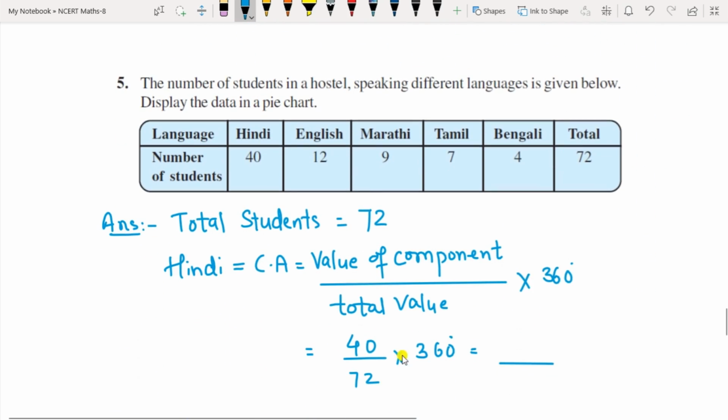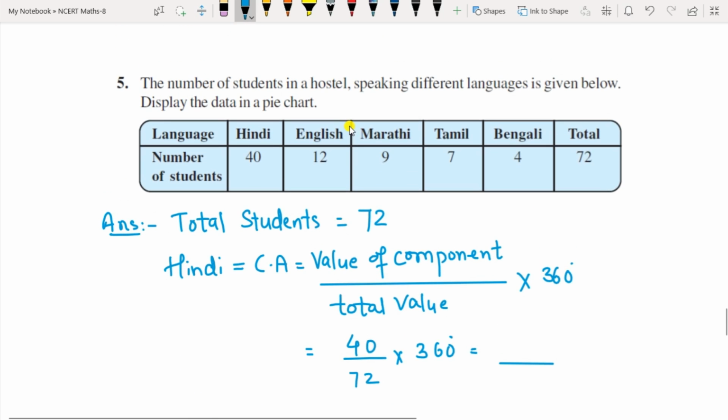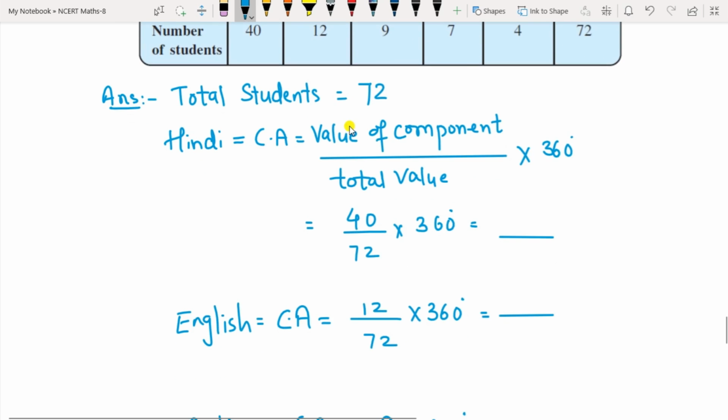Now the fifth question is, the number of students in a hostel speaking different languages have been given: Hindi, English, Marathi, Tamil, Bengali. Number of students speaking Hindi are 40, speaking English are 12, Marathi 9, Tamil 7, Bengali 4. So the total number of students is 72. Now we want to display the data in the pie chart. They are asking to display the data in the pie chart, so we need to find the central angle of each language.